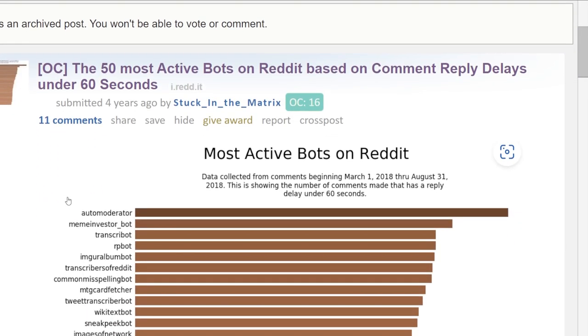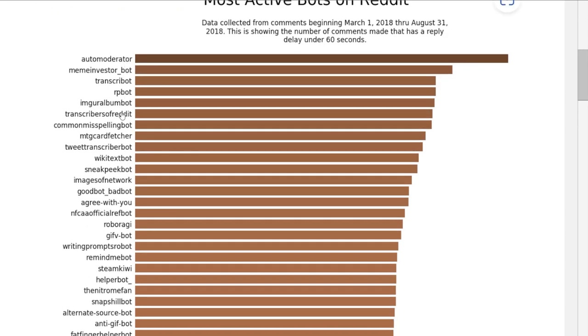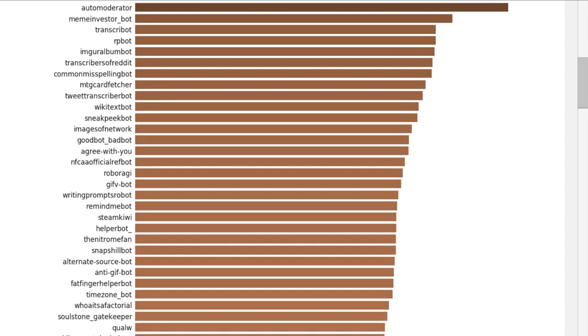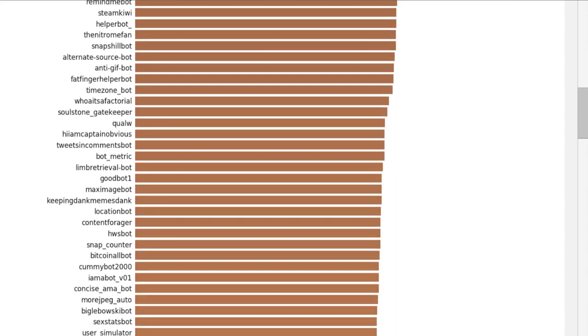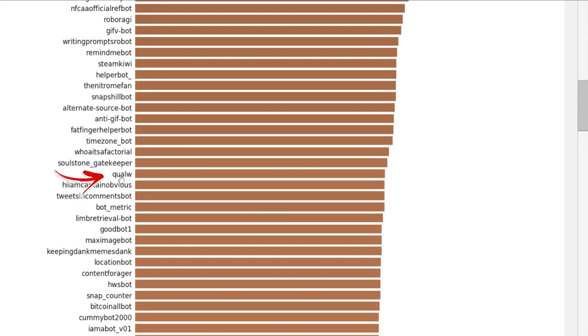Data analysis of comment reply times is a good general indication of bot behavior. This analysis shows the most active bots on Reddit in 2018, as defined by having over 20,000 comments with a comment reply time within a minute. Except there's a few users there that aren't bots. Counters with thousands of fast replies were the only humans. And look, there's the Nitrome fan.